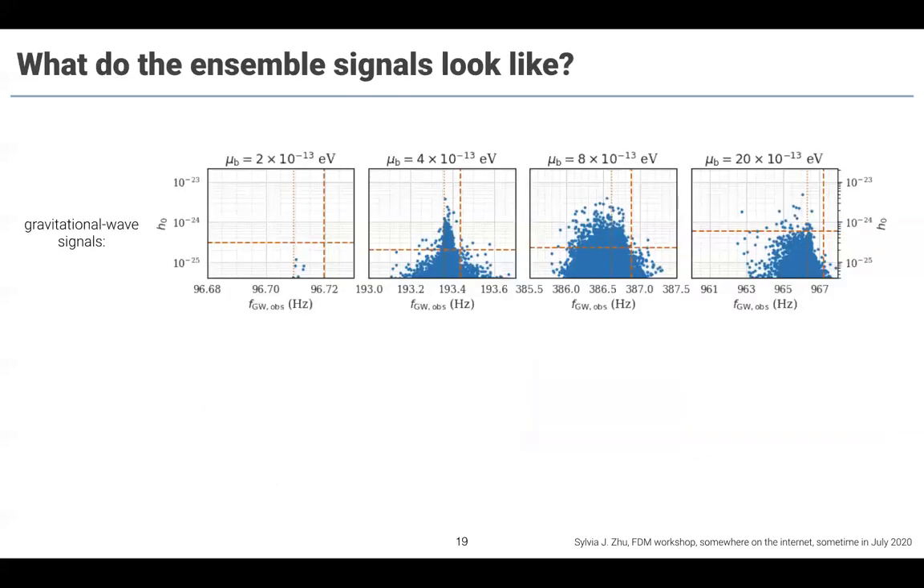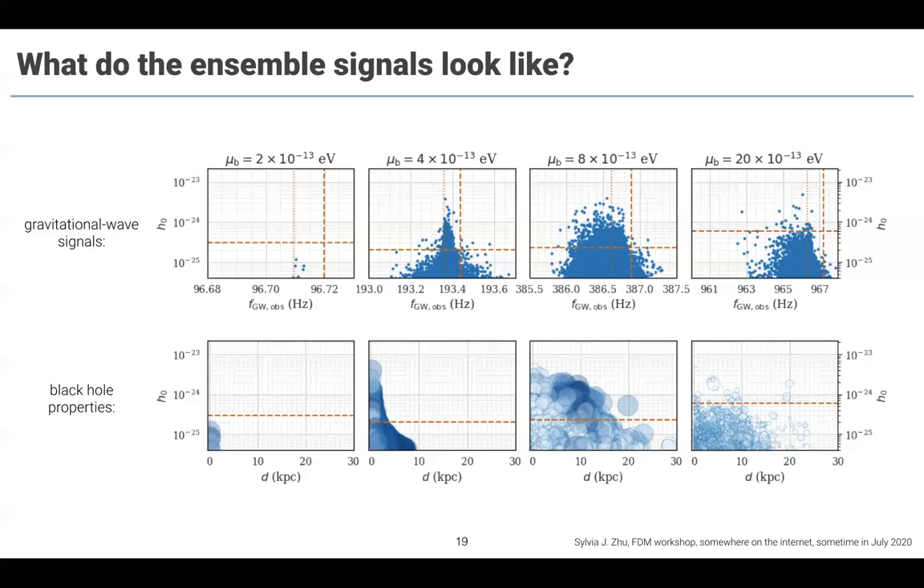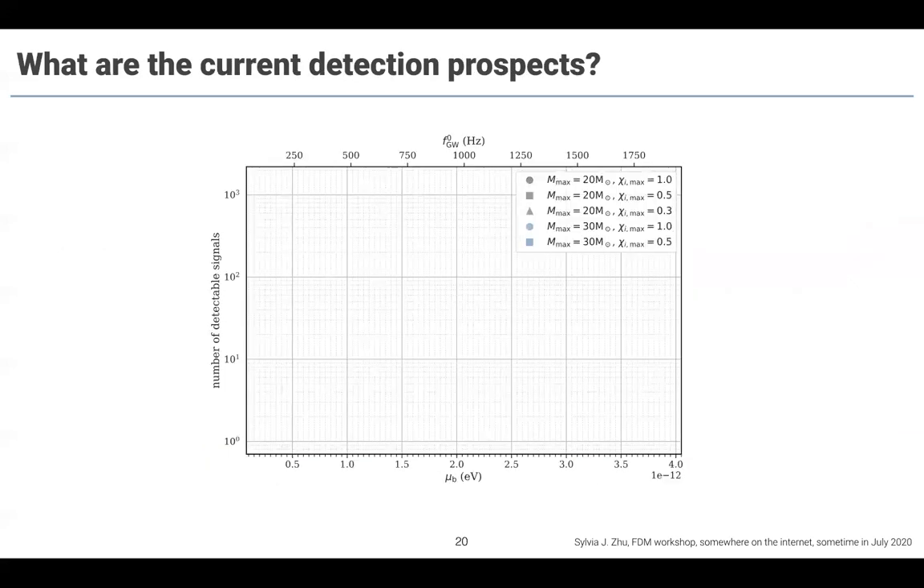So at the end of this, we basically did this for a wide range of boson masses. And then what we did was we took these horizontal orange lines, these search sensitivities, and said for each of these boson masses, how many signals show up above these orange lines? If they show up above the orange lines, then they are detectable. We studied 5 different black hole distributions, where the maximum mass is either 20 or 30 solar masses, and where the maximum spin is either 0.3, 0.5, or 1.